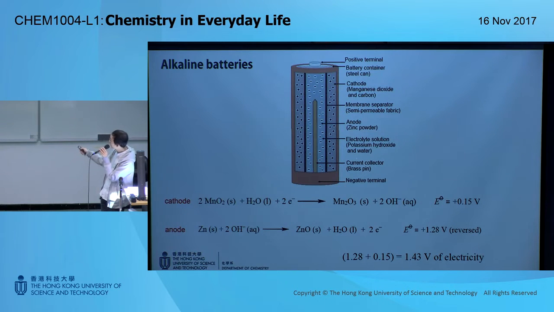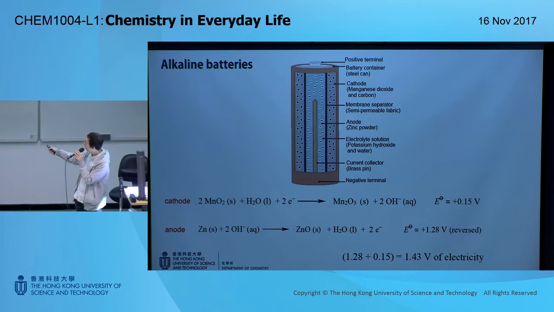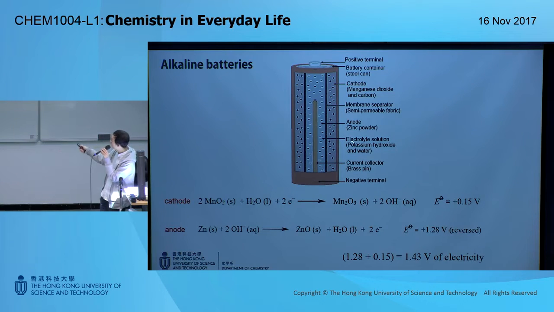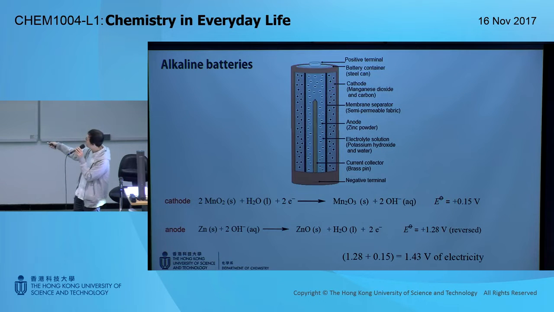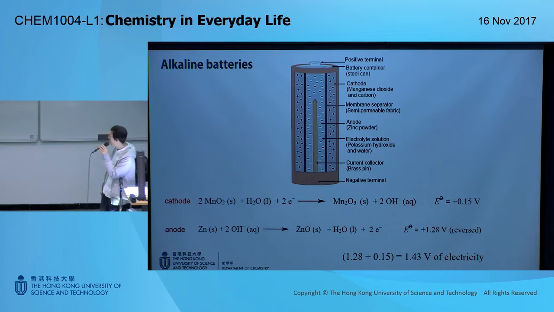Then we stopped at the alkaline batteries, a very similar system, but instead of ammonium chloride, we have potassium hydroxide as the electrolyte. The chemistry is a little different: manganese dioxide is reduced to manganese 3 oxide, which produces hydroxide ions. The hydroxide ions in the solution react with zinc and oxidize the zinc to zinc oxide instead of zinc 2+ ions.